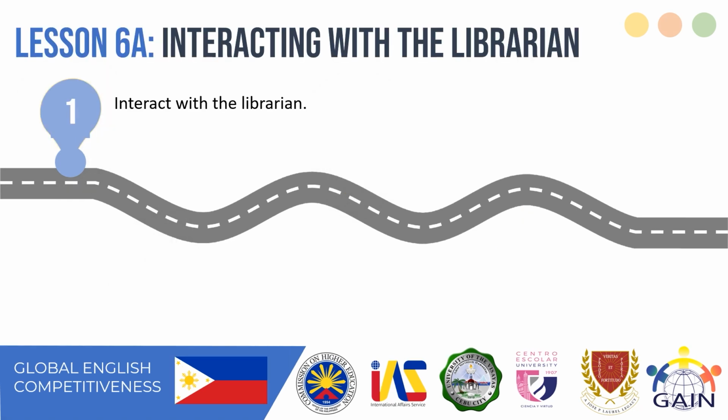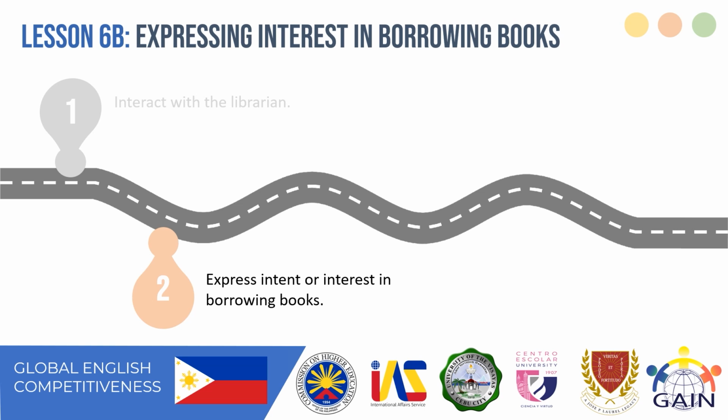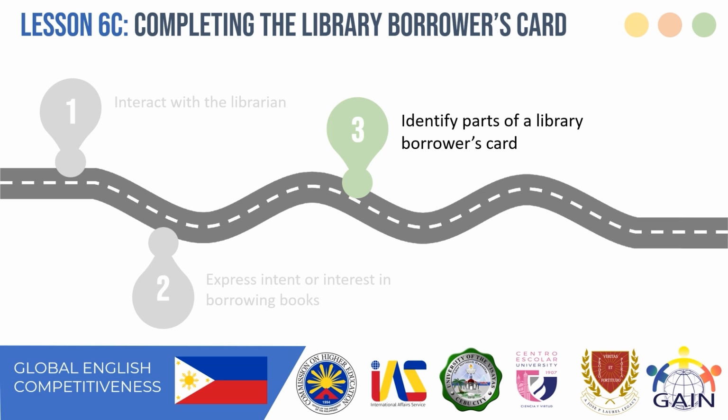As you can remember, we have already covered our first 2 can-do objectives. You learned how to interact with the librarian. And in the previous lesson, you learned how to express intent or interest in borrowing books. This time, let's tackle our third can-do objective, to identify parts of a library borrower's card.